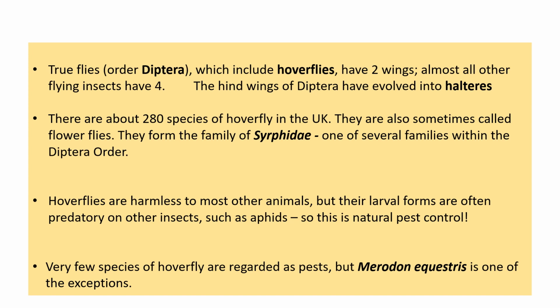So hoverflies are harmless to most animals, but their larval forms are predatory on other insects such as aphids. So this is fantastic natural pest control for gardeners. And as far as pests are concerned, probably the only one that could reasonably be regarded as a pest is Merodon equestris.